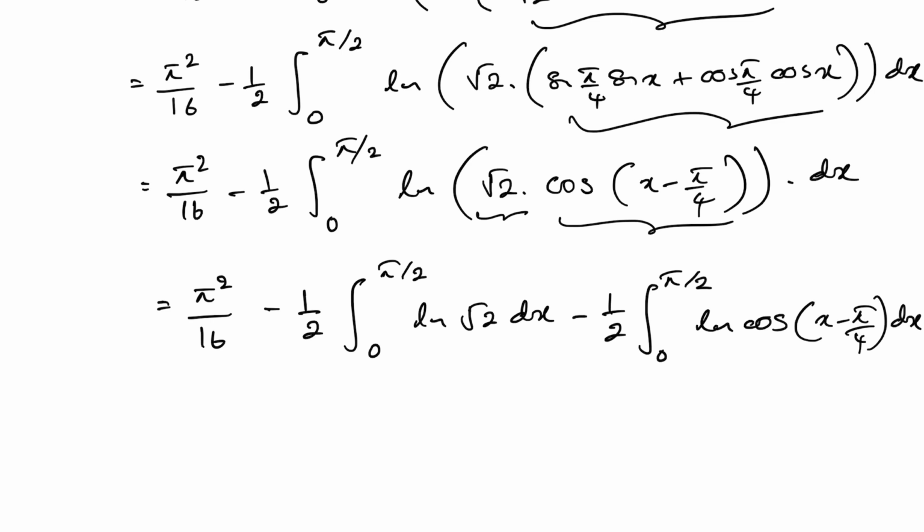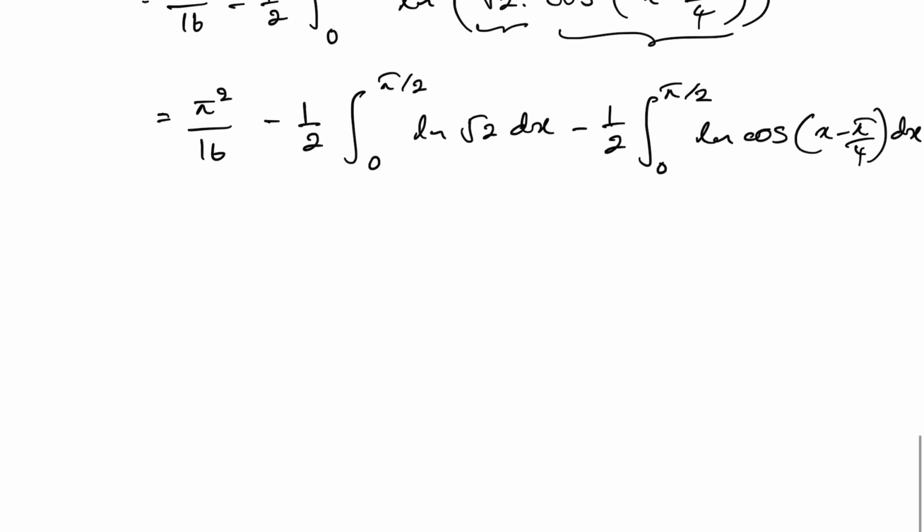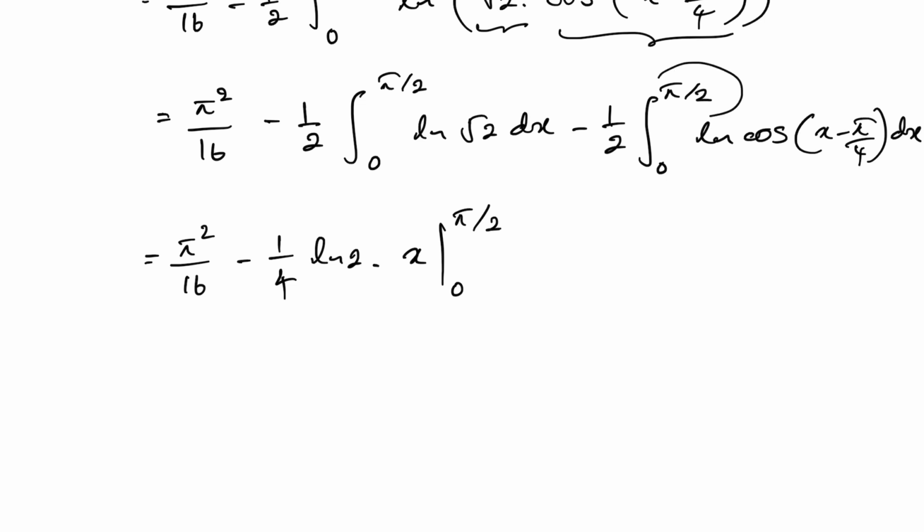Okay, simplify. Now here pi squared over 16 minus 1 half natural log of square root of 2, we can write natural log of 2 raised to the 1 half, so 1 over 4 natural log of 2, 1 over 4 natural log of 2 here x from 0 to pi over 2, then here cosine of x minus pi over 4, but here pi over 2.